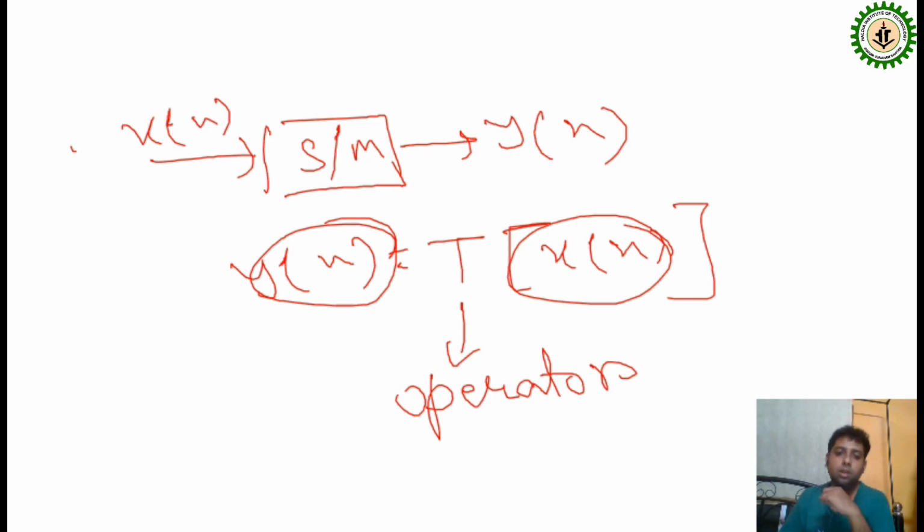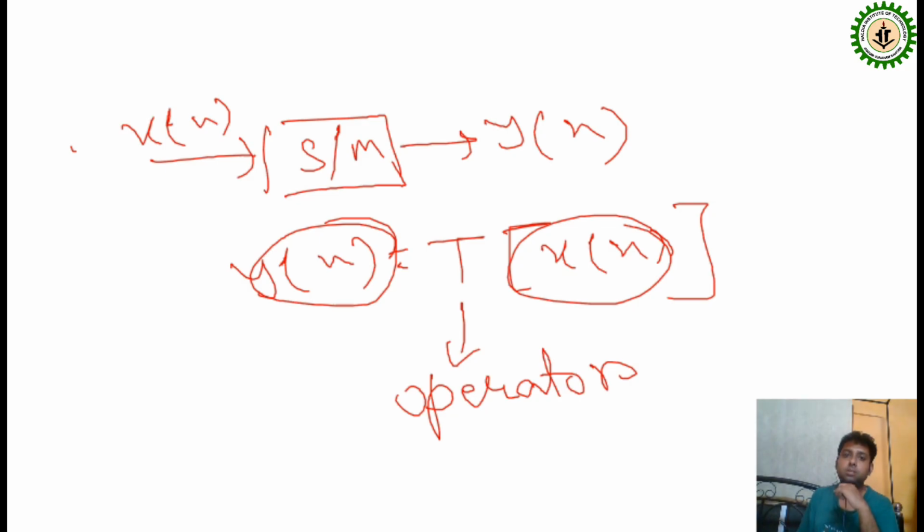Now there are different types of systems: linear system, non-linear system, time variant system, time invariant system, causal system, non-causal system. A linear system is one which obeys the principle of superposition as well as the principle of homogeneity. A non-linear system is one which does not follow this.